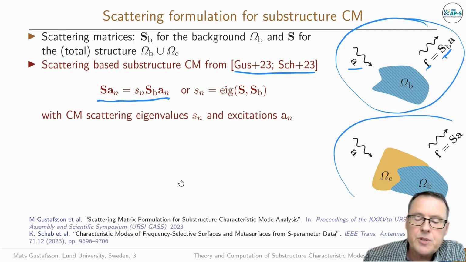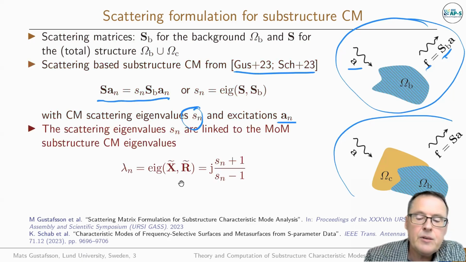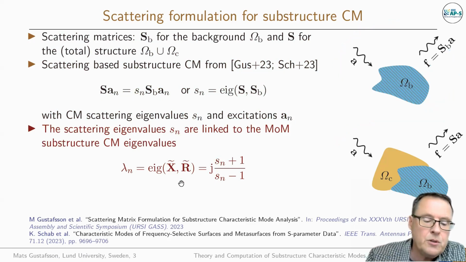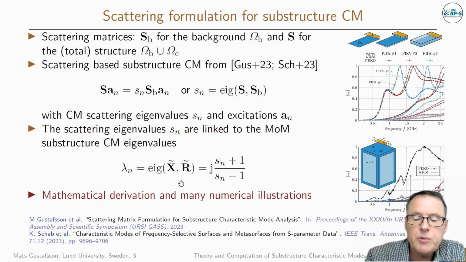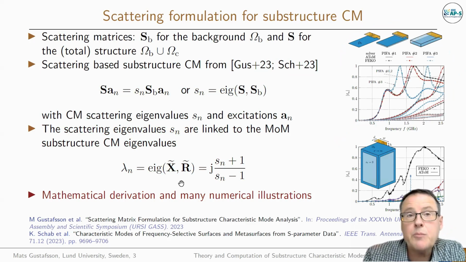And this computes the scattering eigenvalues and also the excitations. And what we can show is that the scattering eigenvalues for this are linked to the previous method of moments substructure characteristic modes we presented on the previous slide with this simple transformation that we have. So what we do in the paper is that, of course, we present the mathematical derivation where we actually prove that these are the same. And we also provide many numerical illustrations.